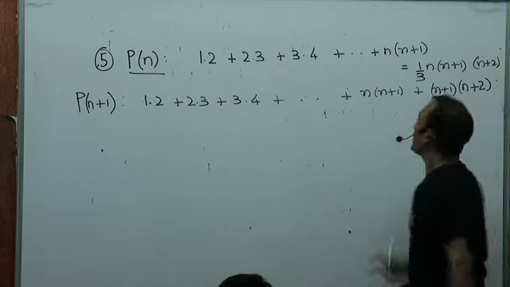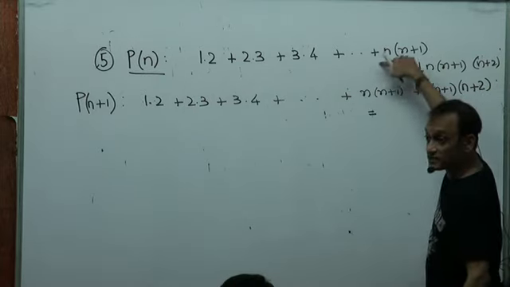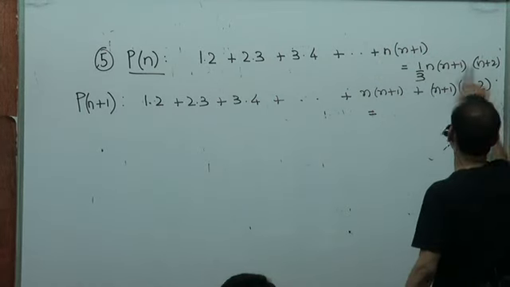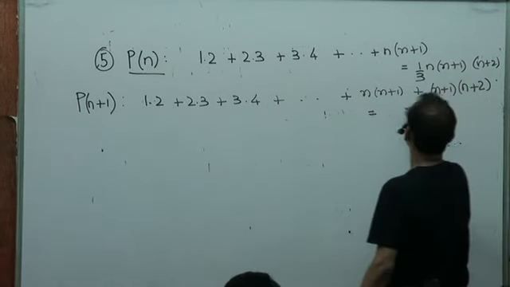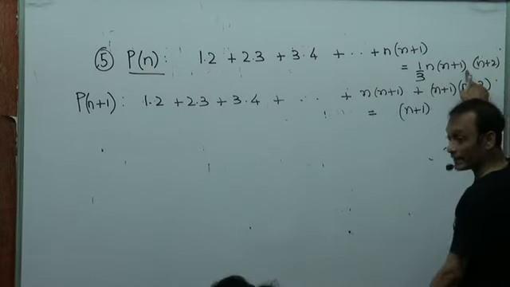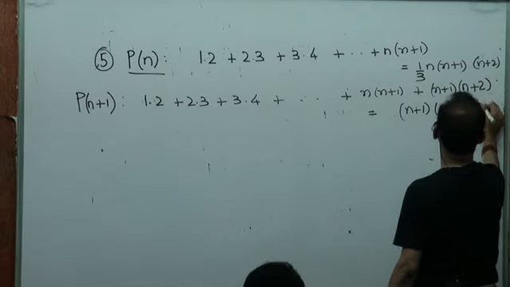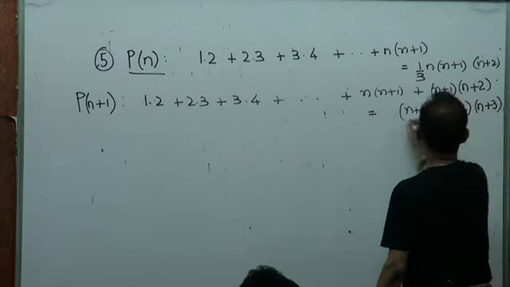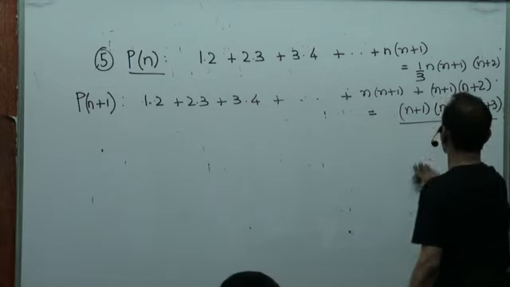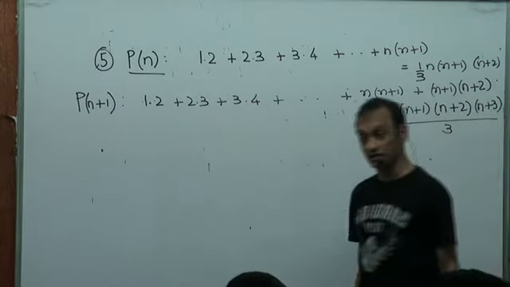Right. I want to now show that this is equal to, this is the left hand side for n plus 1. The right hand side should be replacing n by n plus 1. So that's going to be n plus 1, replacing n by n plus 1, this will become n plus 2, this will become n plus 3 by 3. This is what we want to show. We want to now show that Pn plus 1 must be true, given that Pn is true.